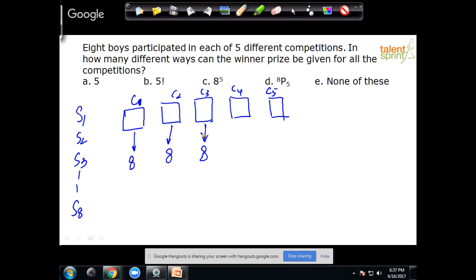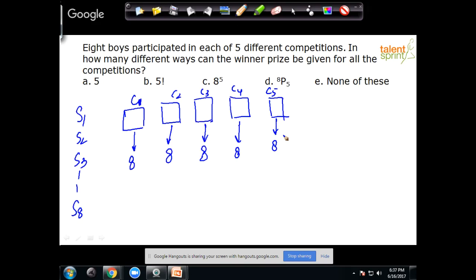See, note here that there is no such constraint given saying that one boy can only win one competition. Nothing like that is given. So any one of them can win any of the competitions, right? Similarly, competition 4 can be won in 8 ways. Competition 5 can be won in 8 ways.